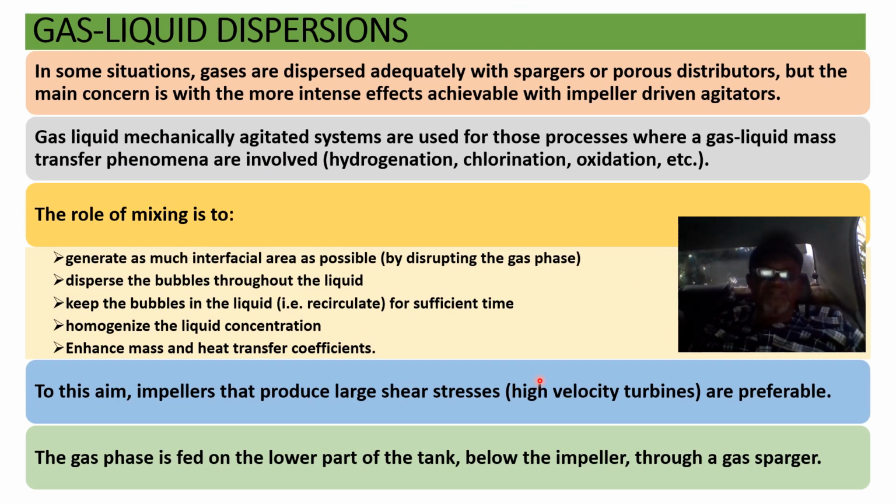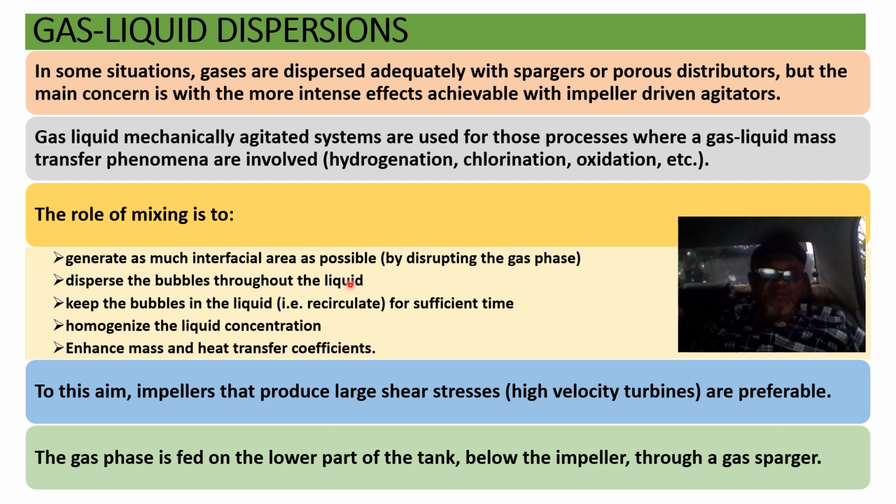Now gas liquid dispersion. Just like we talked about in solid particle suspension, we also want to look at what happens to gas liquid dispersions. Gas liquid mechanically agitated systems are used for processes where mass transfer phenomena are involved, for example, hydrogenation reactions, chlorination, oxidation reactions, and so on. The aim or role of this is to generate as much interfacial area as possible by disrupting the gas phase. Remember, we said that the gas bubbles are very difficult to submerge in the liquid. So we must force that to happen.